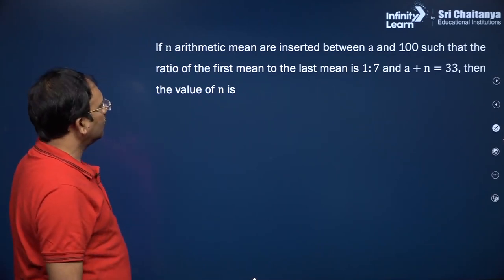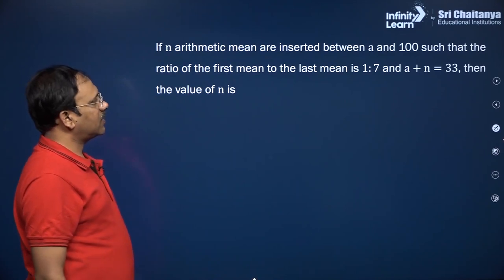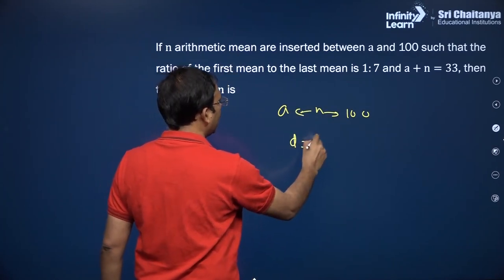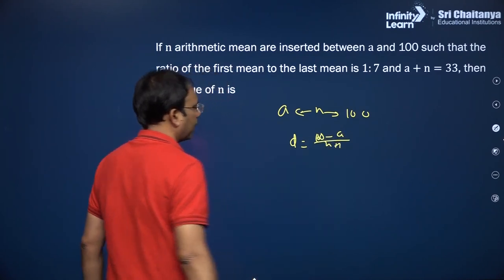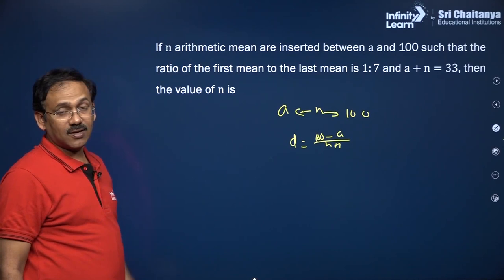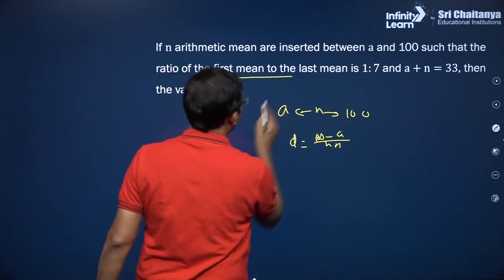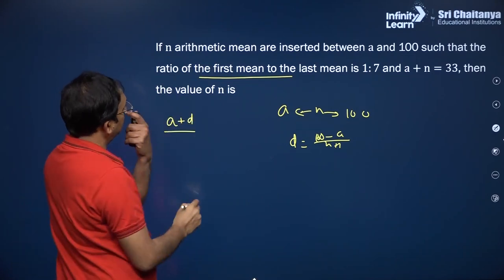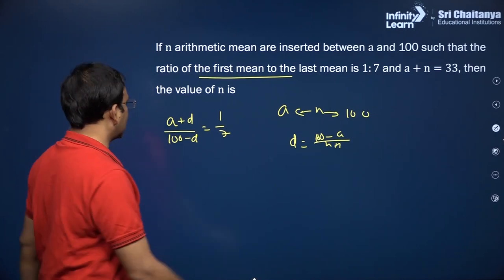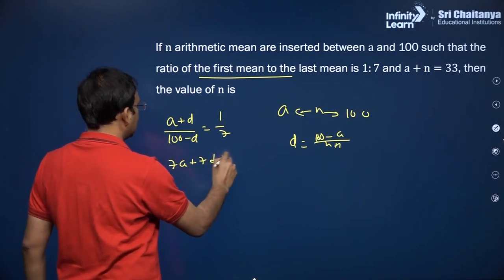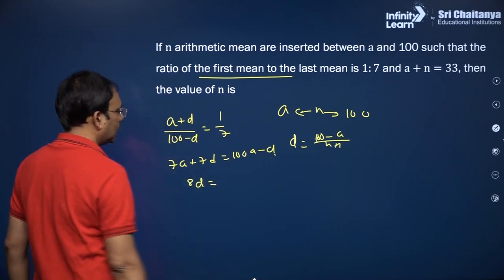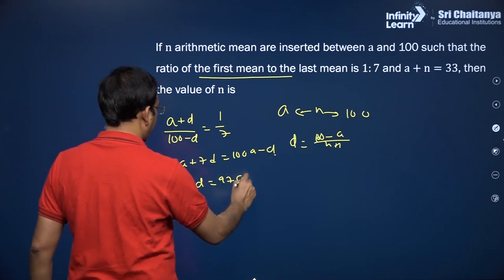Next, my dear friends. The arithmetic means: n arithmetic means are inserted between A and 100. So D is equal to (100 minus A) by (n plus 1), because between A and 100, n arithmetic means are inserted. Common difference is this. Now, the first mean means A plus D, by the last mean, which is 100 minus D. This is going to be 1 is to 7. That means you will get one equation connecting A and D. 7A plus 7D is equal to 100 minus D.